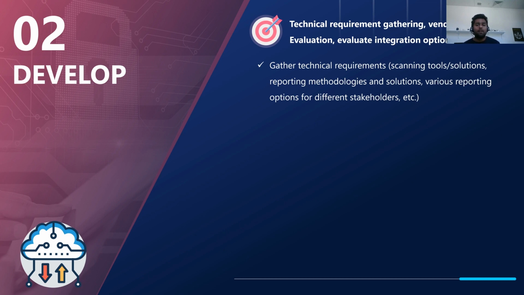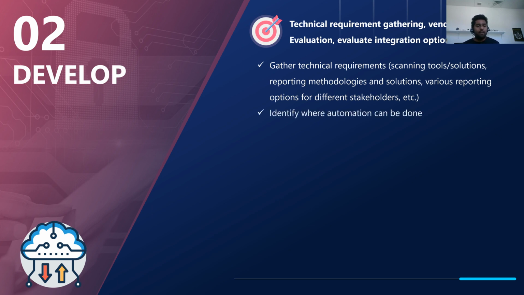Let's say you're talking about the scanning tools. There are agent-based scanning tools, there are agentless scanning tools, there are on-premises scanning tools, there are cloud-based scanning tools, and there are also different reporting methodologies. There are centralized reporting methodologies, C-level reporting methodologies, and detailed technical-level reporting methodologies. So you need to get those technical requirements from the different vendors, compare them, and then decide which solution is better for your organization.